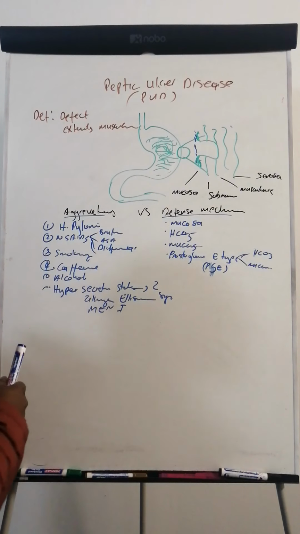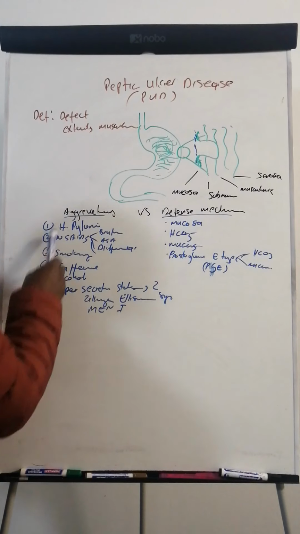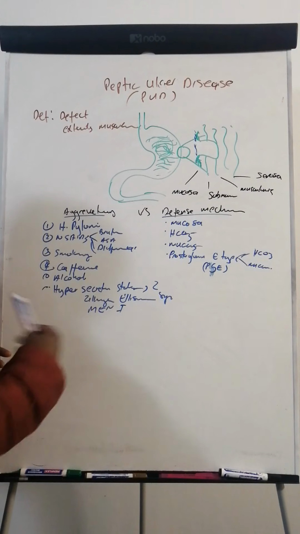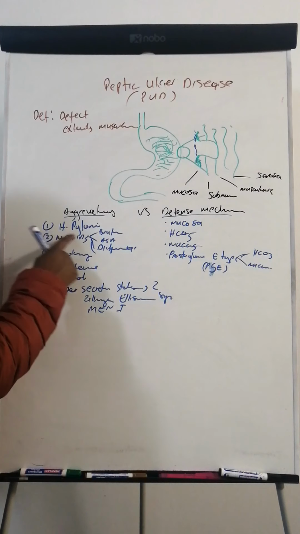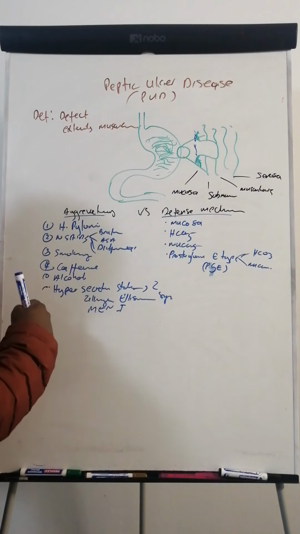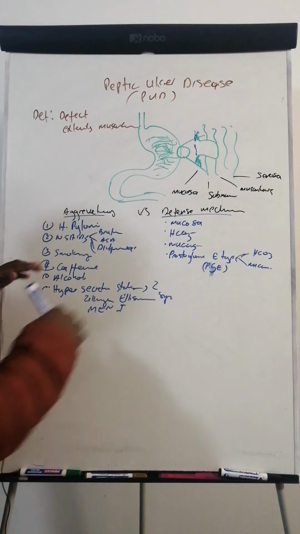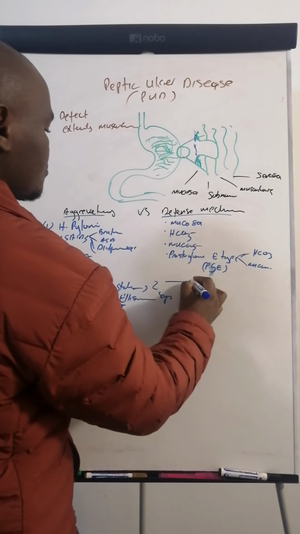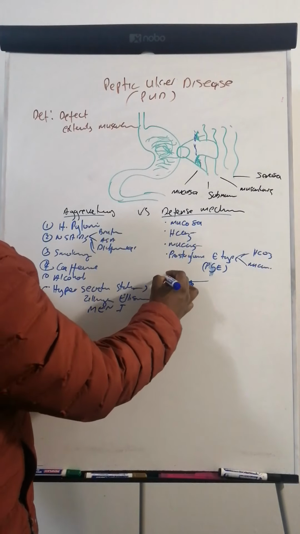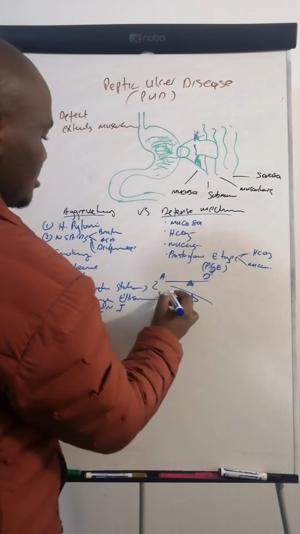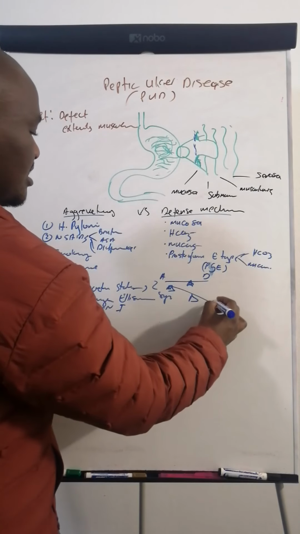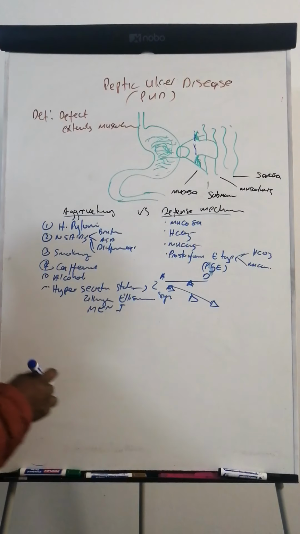The minute you have one of these attacking or trying to cause an ulcer, these defenses will be stimulated to try and prevent it. But if it's severe enough, you're going to get an imbalance. So you want to maintain a balance here. These are your aggravating factors, these are your defense mechanisms. The minute this is imbalanced, your stressors outweigh your defense, then it means there's an imbalance, so you are going to develop ulceration there. So you want to keep these balanced.